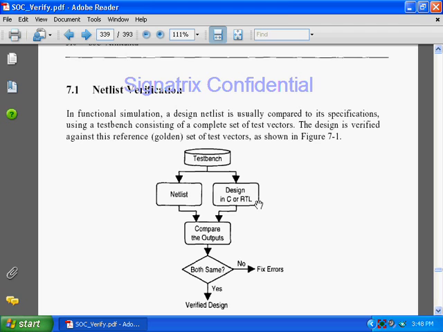What they're trying to say is, in functional simulation, a design netlist is usually compared to its specification using a test bench consisting of a complete set of test vectors. This is the normal, traditional verification approach. We create an RTL, and in order to verify our RTL, we design a test bench. With the help of the test bench, we dynamically apply test vectors to the RTL, and we verify those things.